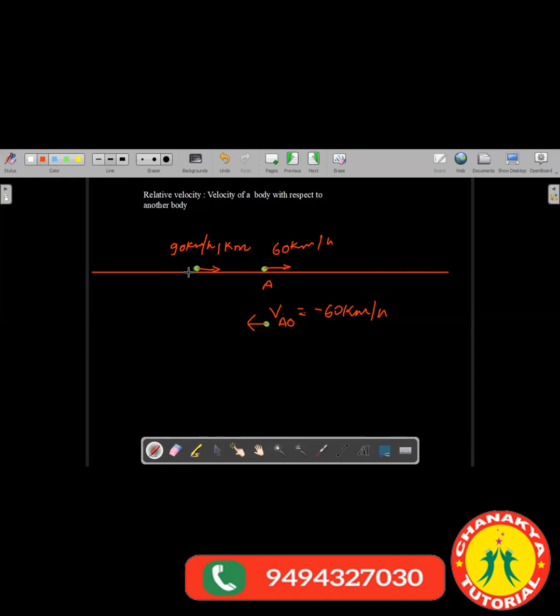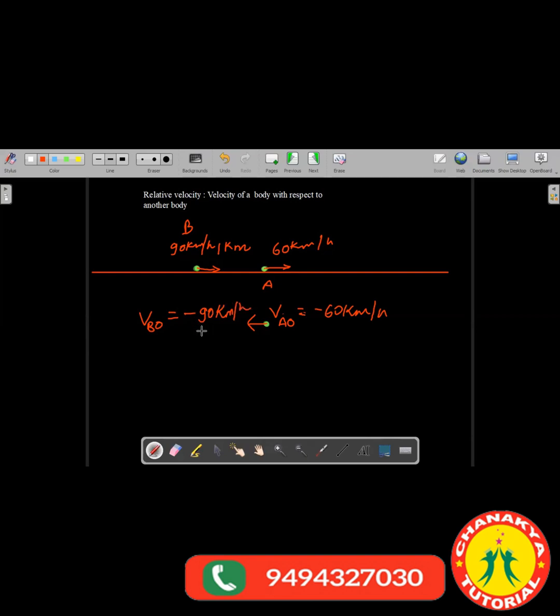And what will be my velocity with respect to the observer B? I want the velocity of the observer with respect to B. So what velocity will B observe me to have? 90, in the opposite direction. Yes, minus 90. So we have minus 90 kilometer per hour.